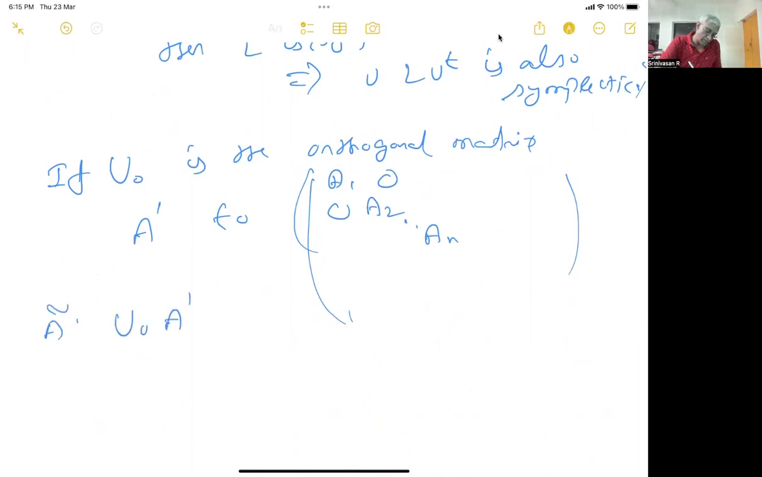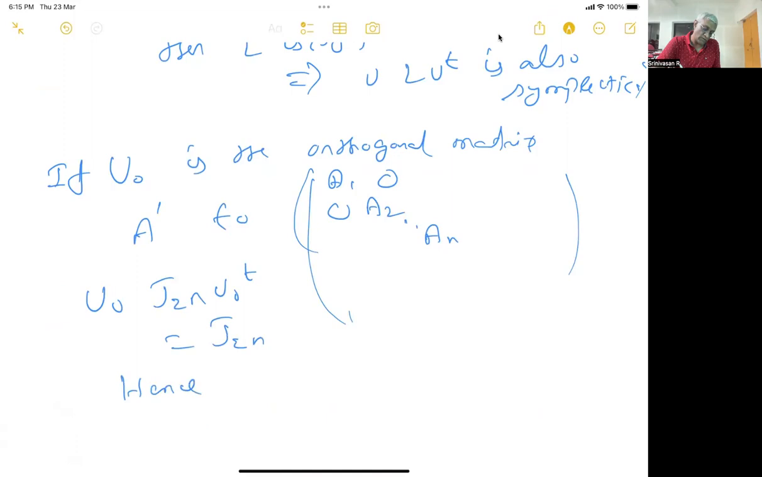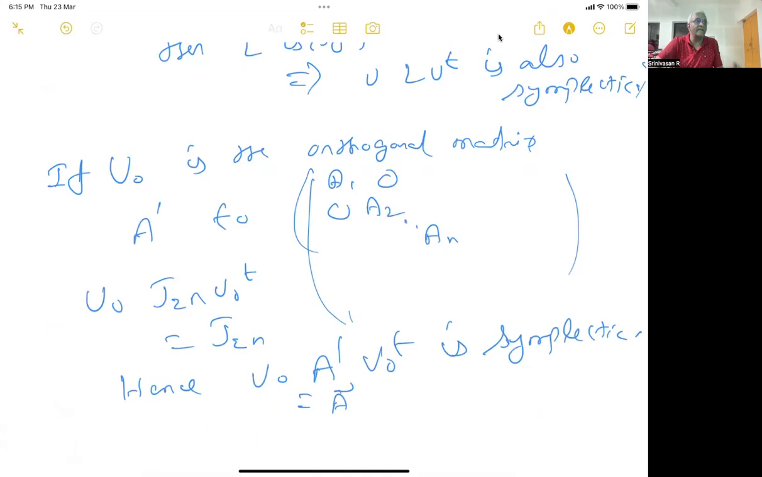So if that is the orthogonal matrix which takes this to here, then U naught preserves J2N. I want to write that U naught J2N U naught transpose is equal to J2N itself. Hence, U naught A tilde U naught transpose is symplectic. This is what we called A tilde is symplectic. This is just the interchange of rows and columns so that you get this direct sum. It's clear what the map is. You can write it if you spend some time on that. You have to write some more sentences.